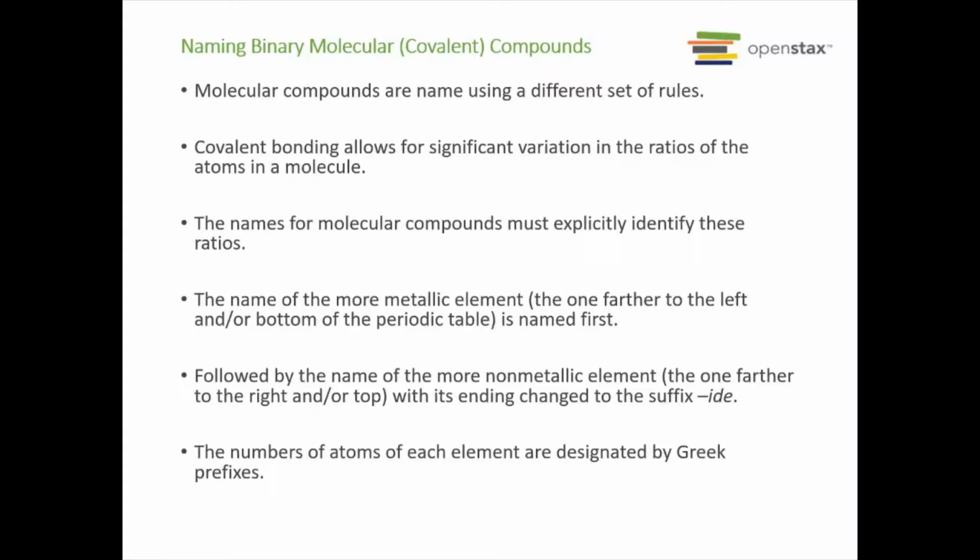In covalent compounds, electrons are being shared, and because of that, you can actually have different ratios of atoms bonded to each other. Whereas in an ionic compound, there's always one sodium for every one chlorine. That's not necessarily the case with a molecular compound. These can have different ratios. And remember, molecular compounds are non-metal to non-metal.